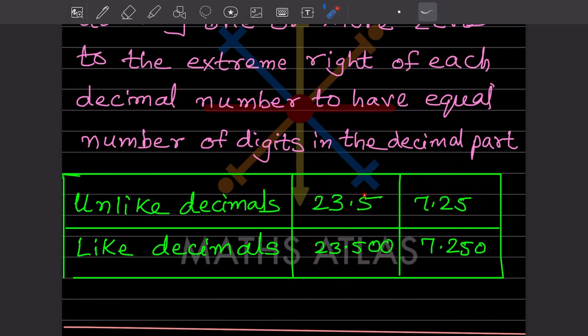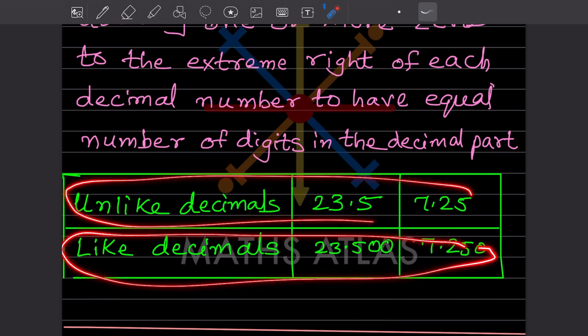Why do we call it unlike? We will compare this and this one. After the point here is only 1 number, and here there are 2 numbers. So we call it unlike. Now we will compare this and this one. After the point there are 3 numbers, and here after the point there are again 3 numbers. So we call this a like decimal, and these are unlike decimals.